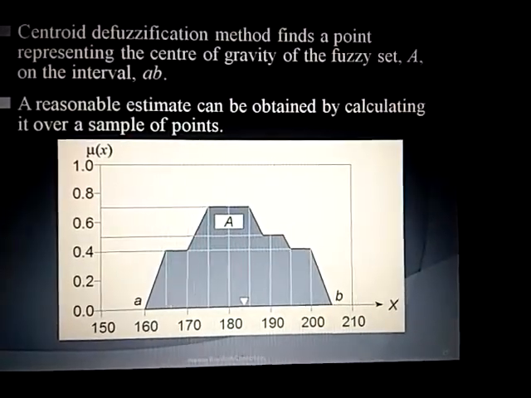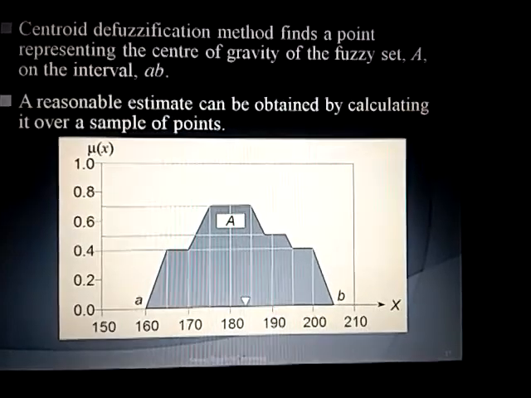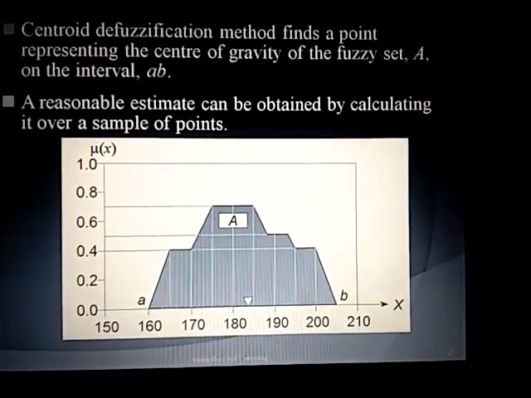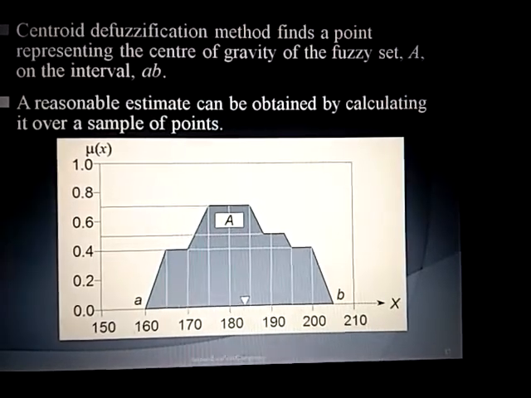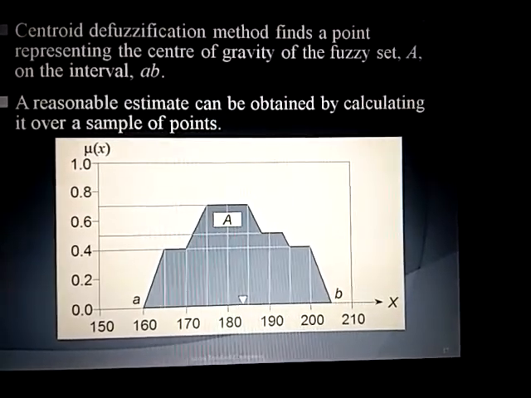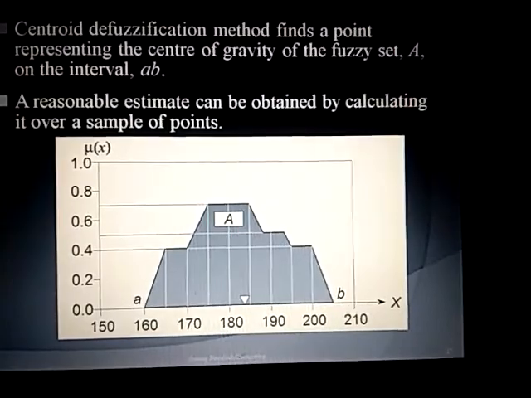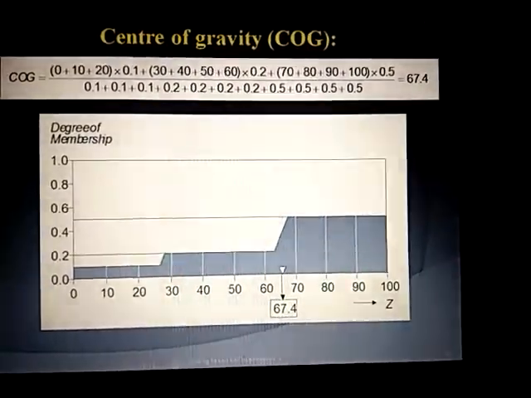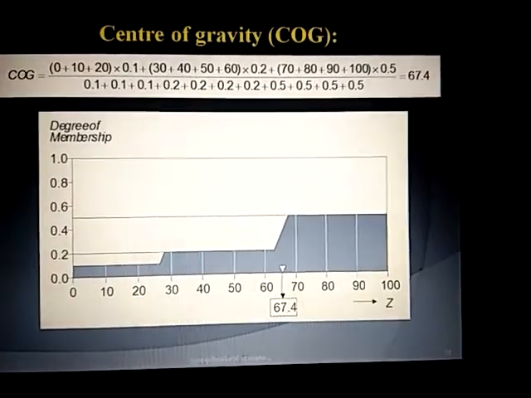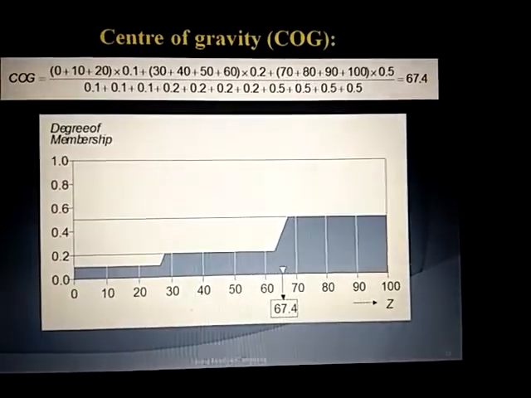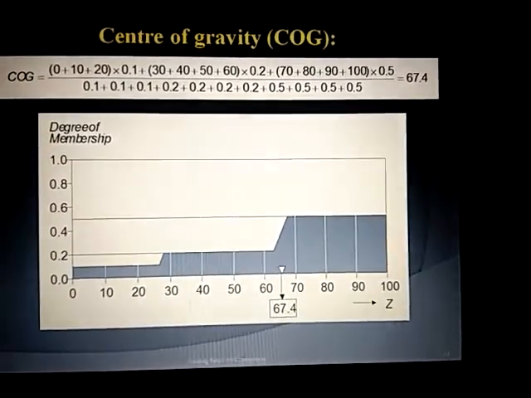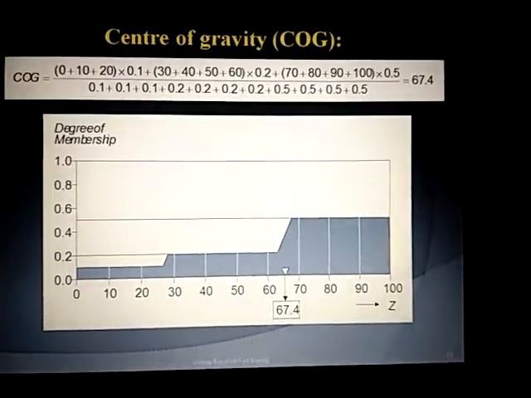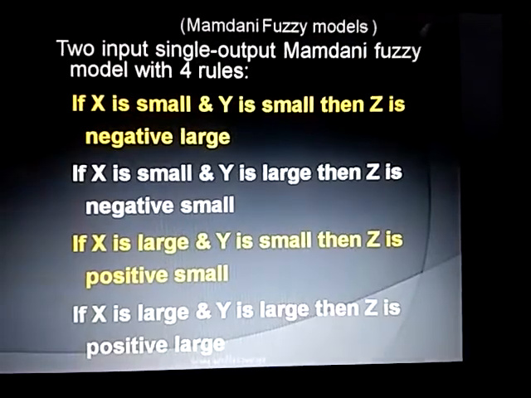Here, the centroid defuzzification method finds a point representing the center of gravity of the fuzzy set A on the interval AB. A reasonable estimate can be obtained by calculating it over a sample of points. The center of gravity that we are calculating uses the values of the degree of membership function, and how we find the average of that. That is the concept of this.